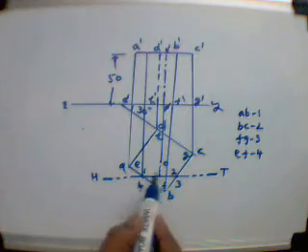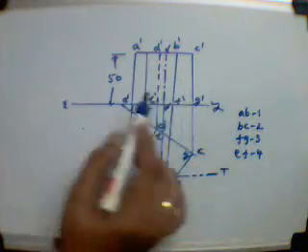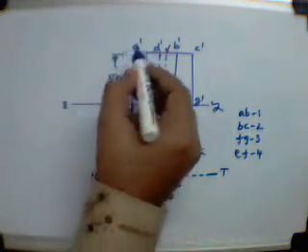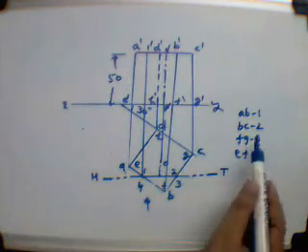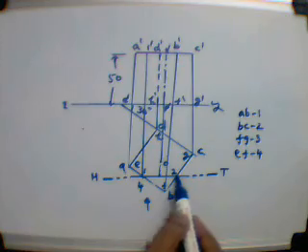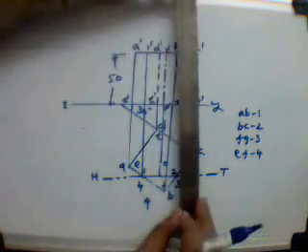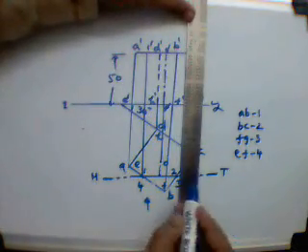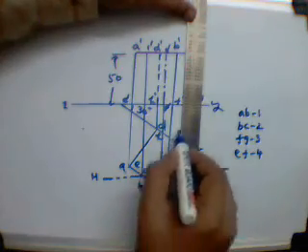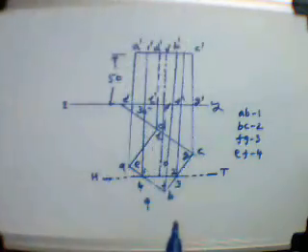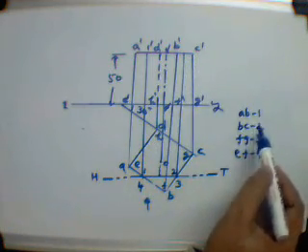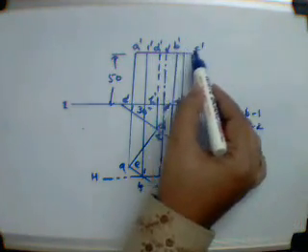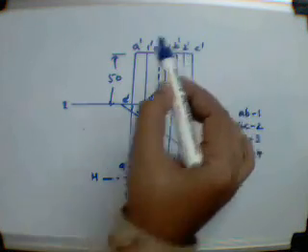So point 1 is in between AB. That means in between A dash and B dash I will get 1 dash. Now 2. Here top view of the second point is there. Now project this to the front view. Now in between B and C we have second point. So here in between B dash and C dash I will get point 2 dash.